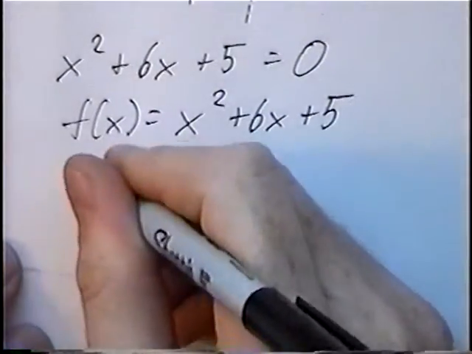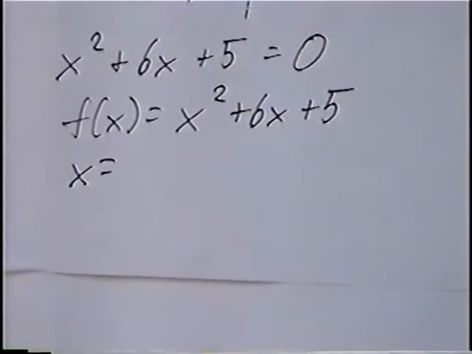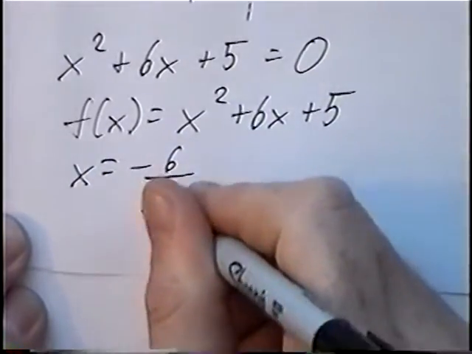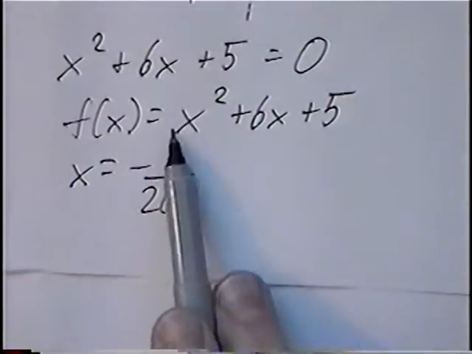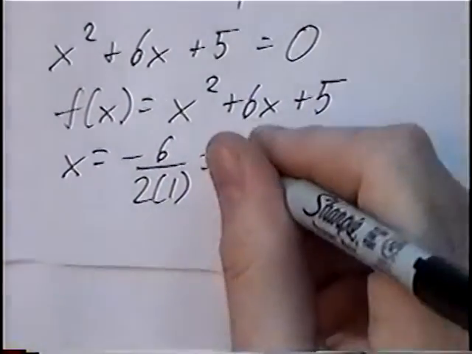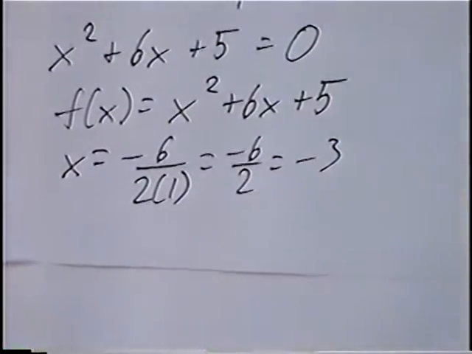Graphing from here, we can first find the vertex, or the x value of the vertex. Negative b would be negative 6, divided by 2 times a, which would be 2 times 1. Negative 6 over 2 would have an x value of negative 3.